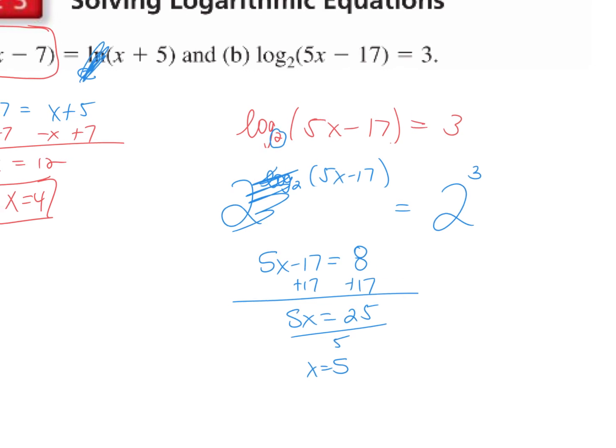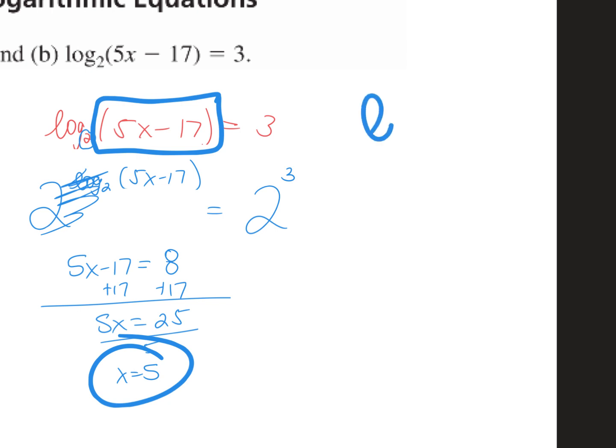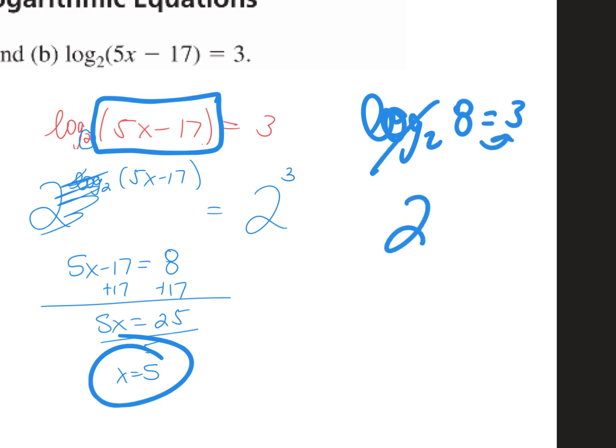I have to check just to make sure that my parenthesis, since it's a log, doesn't become negative. If I take 5, what's 5 times 5? 25 minus 17 is 8. Good. So you're good. Think about that, guys. It would be log base 2 of 8 equals 3. If you were going to change that from log to exponential, this becomes the big base and these switch spots, right? Is that a true statement? Yep. You're good to go.